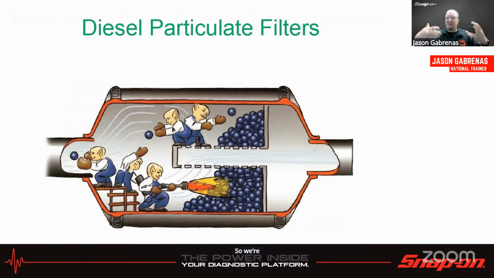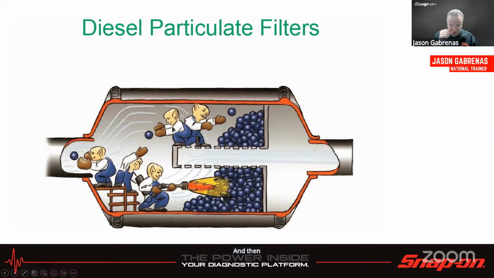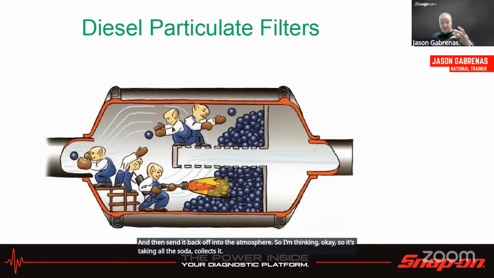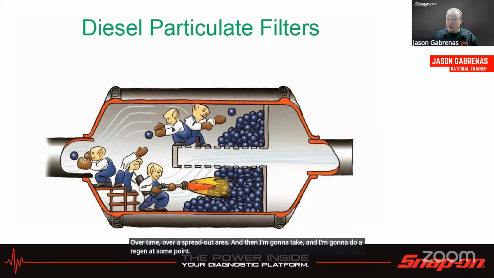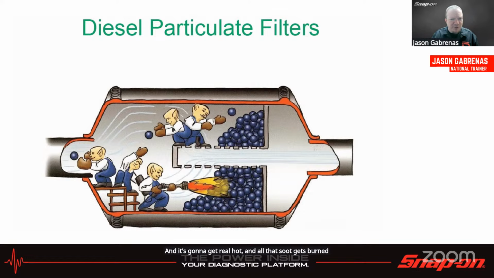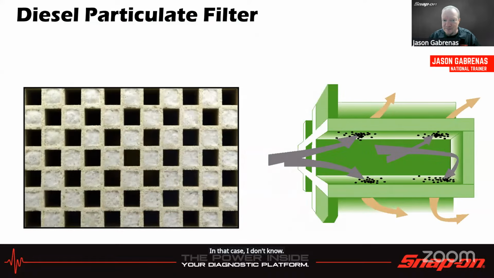So we're going to collect all this soot, right? We've got the little elves in there. They're going to play catch. They're going to store it. Then once it gets full enough, it's going to burn it and send it back off into the atmosphere. So I'm thinking, okay, it takes all the soot, collects it over time over a spread out area. And then I'm going to do a regen at some point, and it's going to get real hot and all that soot gets burned off into the atmosphere. So what did we really do in that case? I don't know. Just something to think about, I guess.